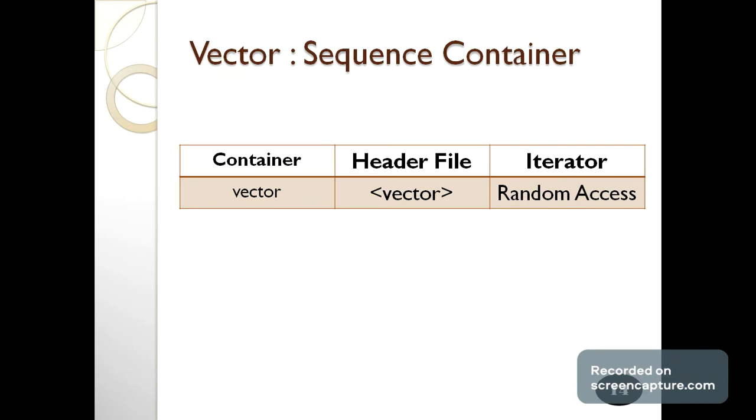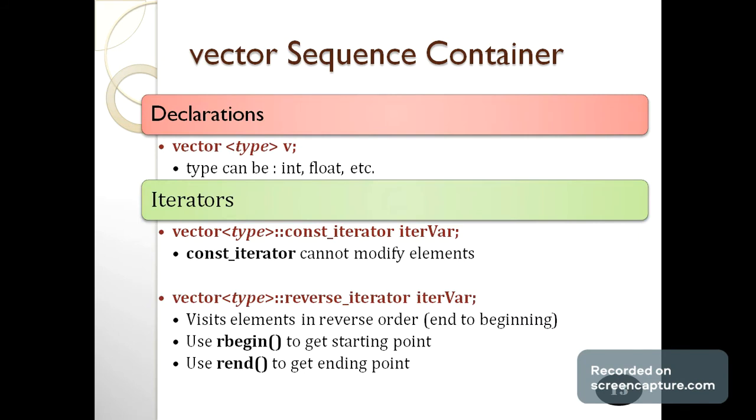To write any program for a vector, you have to include the header file, that is the vector header file, and then it gives you access to the random access iterator. To declare a vector, we have to write vector and then the type and name of the variable. So vector, and the type can be integer, float, etc. And for iterators, just as we write a pointer, an integer pointer p, so p means it will point to an integer variable.